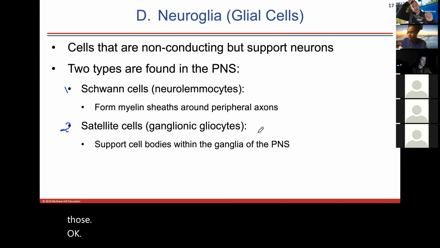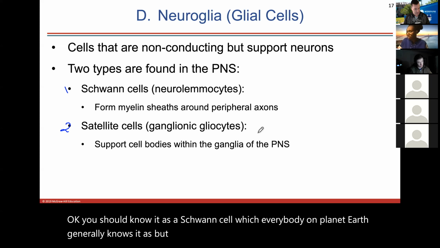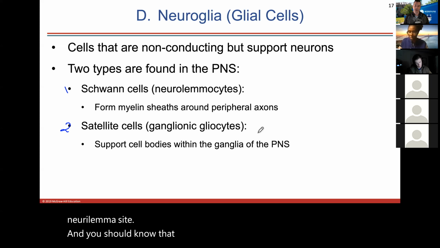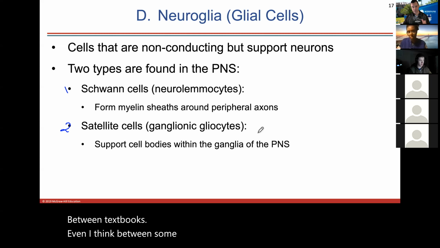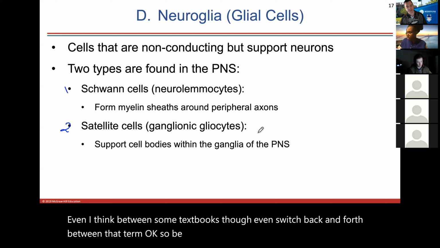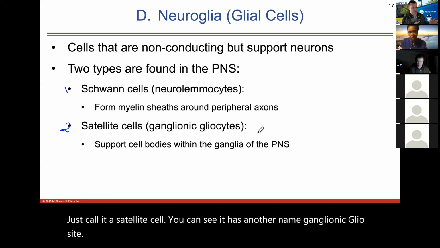You should know either one of those terms for Schwann cell. You should know it as a Schwann cell, which everybody on planet Earth generally knows it as, but it also has a very fancy pants name called a neurolemmacyte. And you should know that one as well. They are used interchangeably between textbooks. Even between some textbooks, they'll switch back and forth between that term. So be comfortable with using both. For satellite cell, just call it a satellite cell. You can see it has another name, ganglionic gliocyte. Don't worry about that one. Just call it a satellite cell.